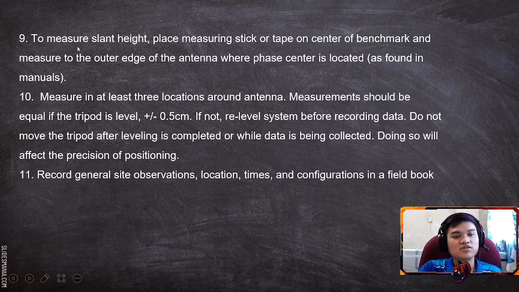To measure slant height, place a measuring stick or tape on the center of the benchmark and measure to the outer edge of the antenna where the base center is located, as found in manuals. And step 10 is measure in at least three locations around the antenna. Measurements should be equal if the tripod is level, plus or minus 0.5 centimeter. If not, level the system before recording data.